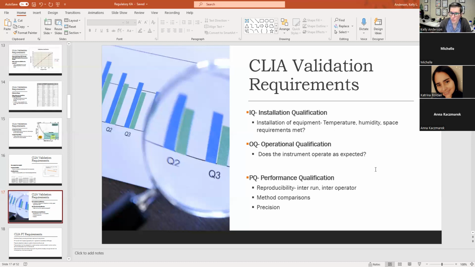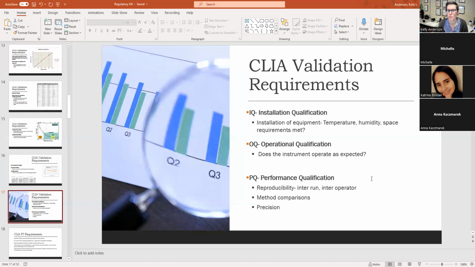And then there's PQ, performance qualification. And this is when you do all those validation tests. You can do method comparisons. So for example, if a lab replaces their chemistry instruments every 10 years, you can't just get rid of your old instruments and replace them with the new ones. You want to do a method comparison. So you're going to have to jam everything into one lab and then test a sample on your old instrument and then test it on the new instrument and make sure those methods compare.